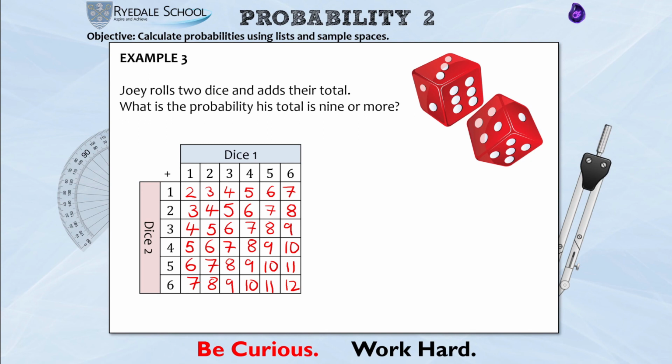But anyway, let's go back to our question. What is the probability his total is 9 or more? Well, we can now find this very quickly in our table. How many of these are 9 or more? 1, 2, 3, 4, 5, 6, 7, 8, 9, 10 ways. So if I go back to my probability notation, I could write probability that T, total, is greater than or equal to 9 equals 10 over 36, which cancels to 5/18.